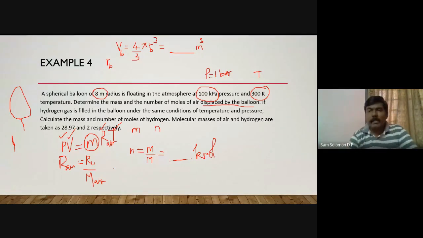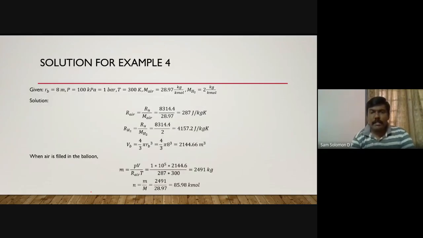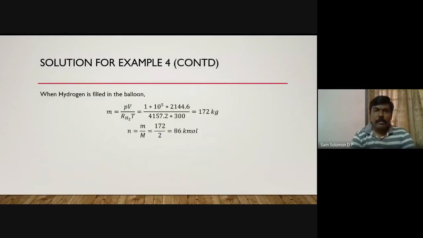Very simple. The problem is lengthy, but you can see that the answer is very simple. It's a very, very simple problem. So you guys can substitute the value and find the answer. So that is what is done here. They have estimated the value of R for air, R for hydrogen, volume of the balloon, and simply PV by RT and mass by molecular mass. Very simple here. So you guys can solve this on your own.